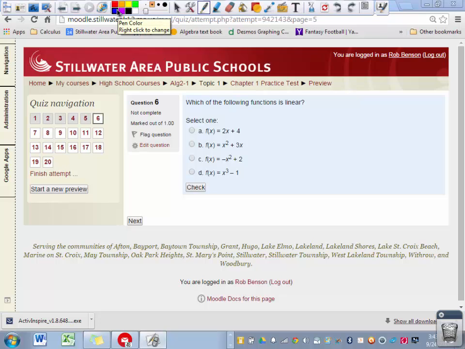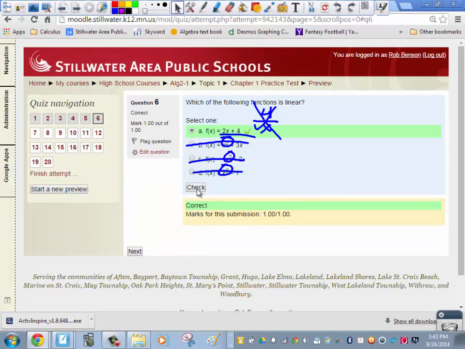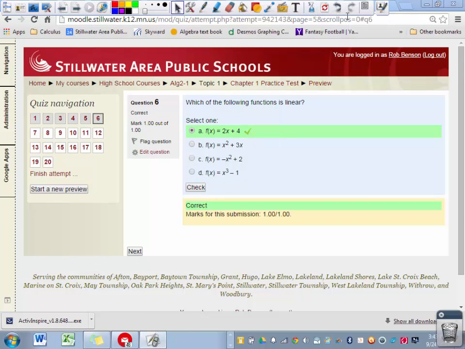Okay, focus, Rob. Mr. Benson. Which of the following functions is linear? Okay. I know this one isn't because of this x squared. This has an x squared, so to the square power. So these three aren't. Here we go. That's got to be this one. There's no x to the whatever power. There's no x in the denominator. If you see that, that's not linear. So this must be the one right there. Let's see if the computer agrees with me. And it looks like it does. That's great. Glad we're on the same track here.